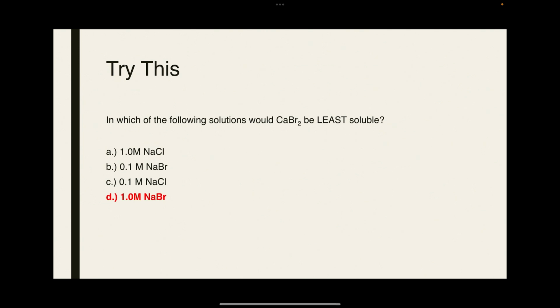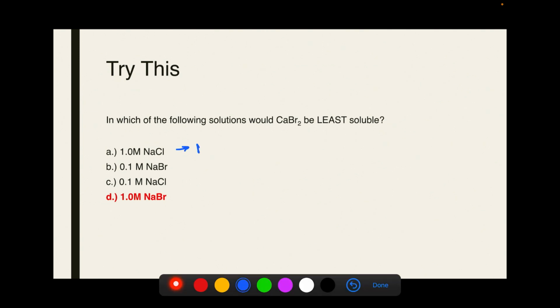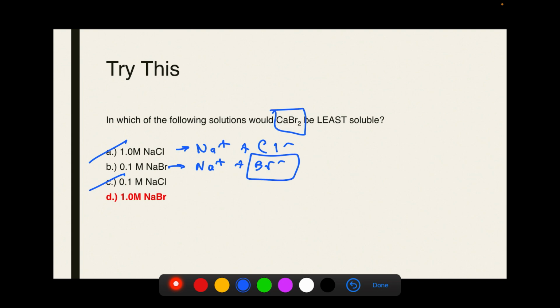Welcome back. Here's what you should have determined. First, consider that NaCl will dissociate into Na+ and Cl-, and NaBr into Na+ and Br-. Since NaCl doesn't contain any ions that are in common with calcium bromide, we can eliminate A and C. Now comparing B and D, they both produce bromide ions, which is a common ion. However, D has a much higher concentration of bromide ions. Therefore, it will cause calcium bromide to be less soluble because there's more of that common ion.